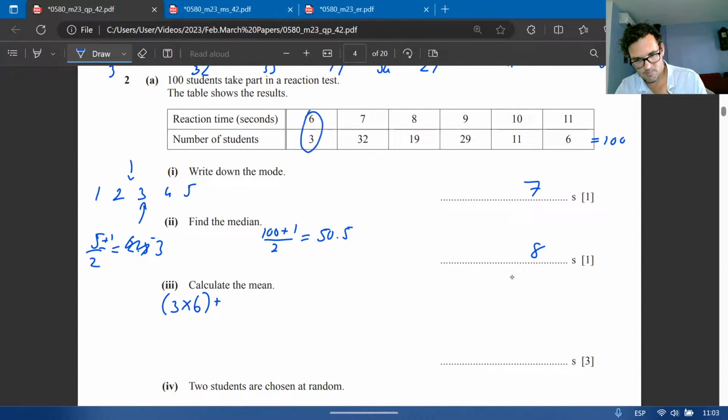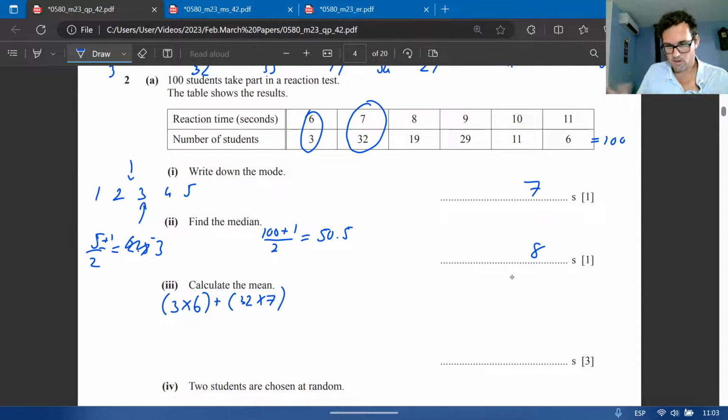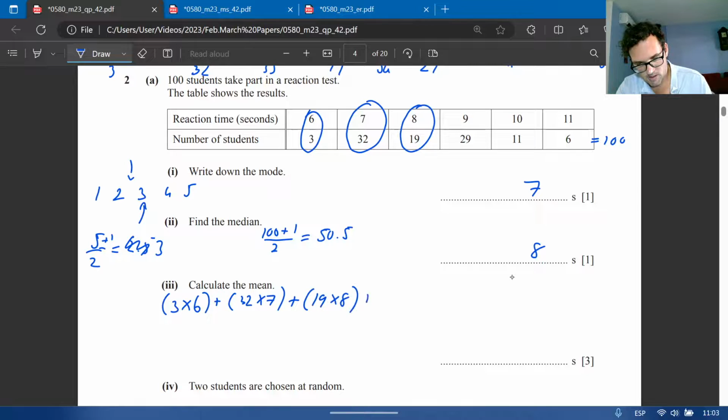Yeah. Then we take these 32 people who had a reaction time of 7 seconds. What is that? 294 seconds altogether, the reaction times. Okay, we need to add up all the times of all the people. So the next one will be 19 people who had a reaction time of 8 seconds. Then we got 29 people, reaction time of 9 seconds.